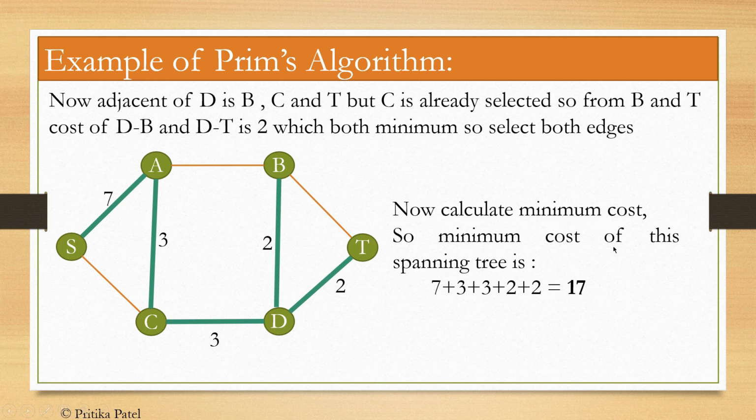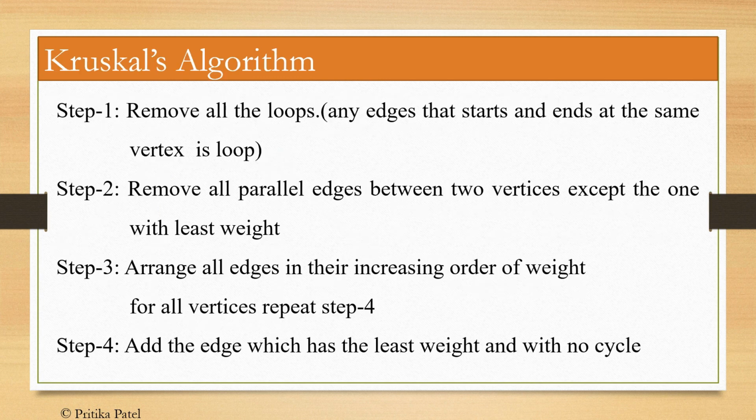So the minimum cost of this spanning tree is S to A, that is 7 plus 3 plus 3 plus 2 plus 2, equal to 17. So this is the minimum cost spanning tree, right? So this is the example of Prim's algorithm.